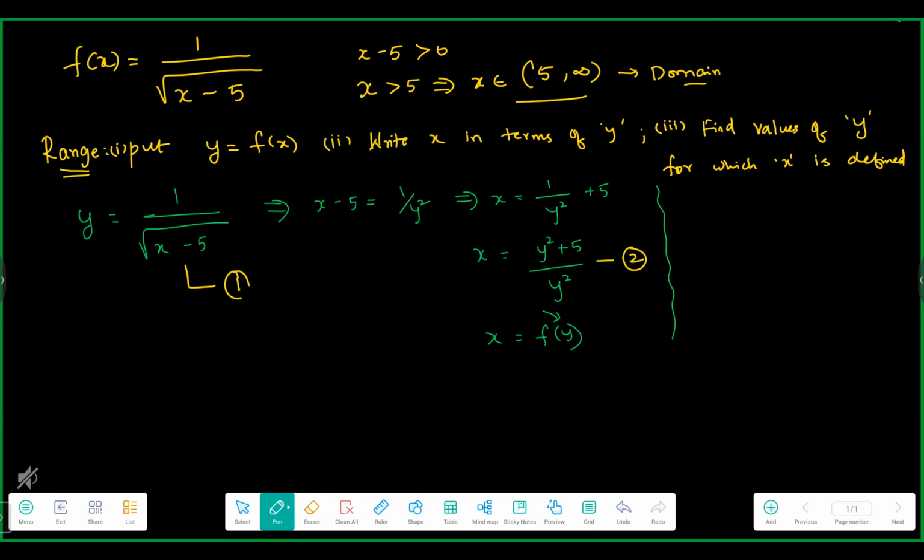So if you observe the previous case, what did we do? y is equal to 1 by root of x minus 5. You found the values of x. So basically this is f of x. When you found the values of x, you called it the domain of y is equal to f of x. If I find the values of y, I'll call it the domain of f of y. Okay. Now tell me, when will this be defined?